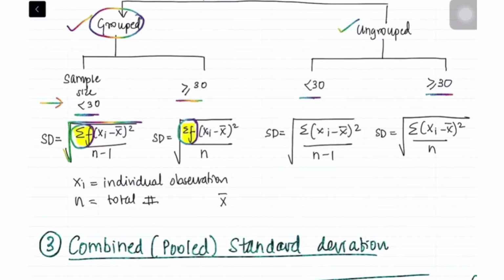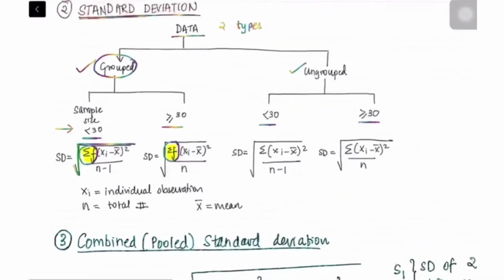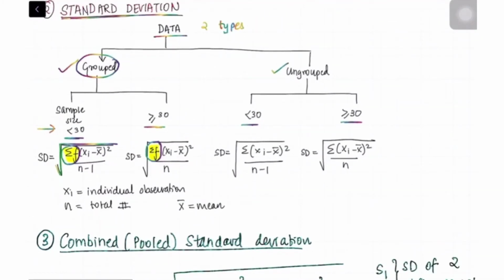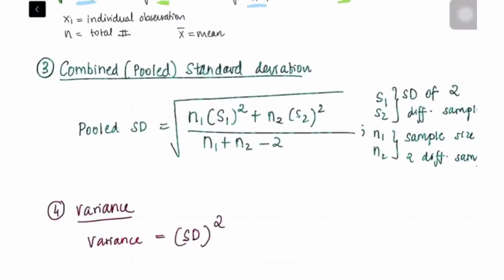the denominator would be n. N is the sample size, xi is the individual observation, x bar is the mean. For ungrouped data, same formula only, just instead of sigma f we have got just sigma. For greater than 30 denominator is n, for less than 30 denominator is n minus 1.